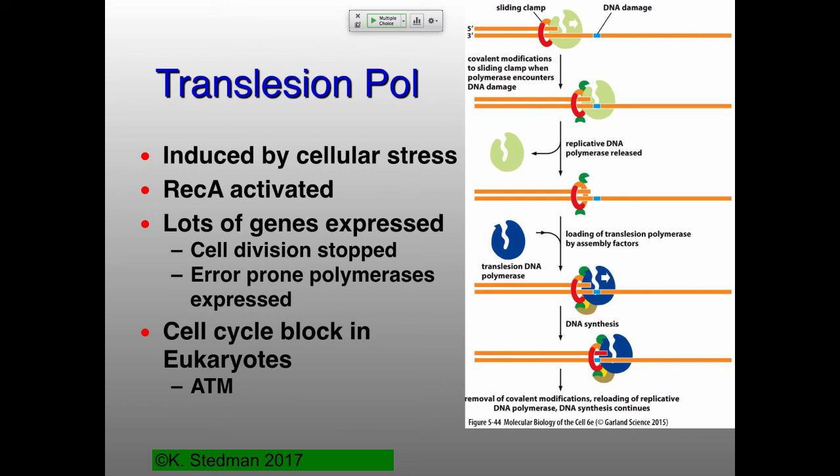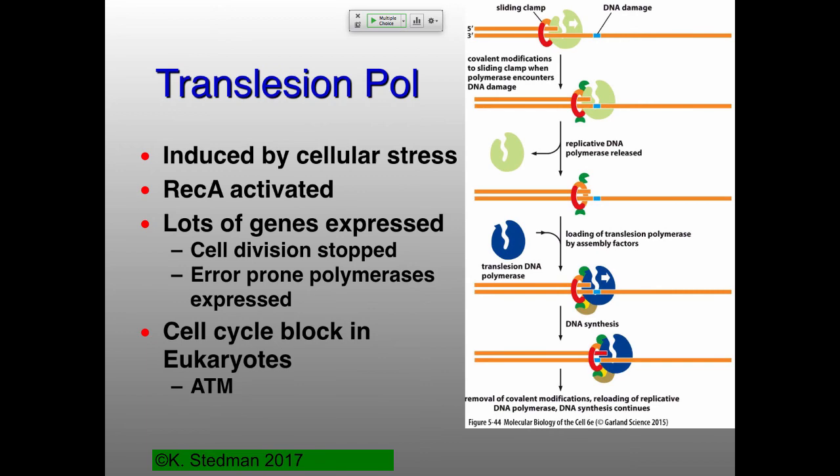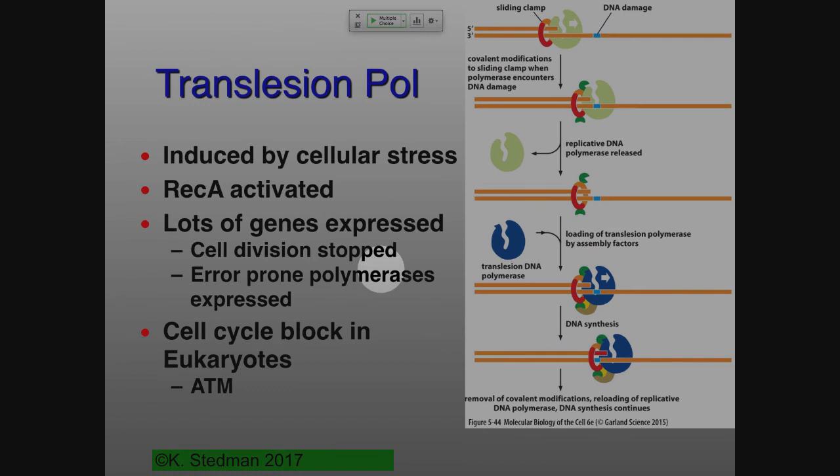But be that as it may, in a stressful situation, you turn on RecA, again usually because you've got lots of DNA damage. What happens is this DNA damage, or whatever the stress is, causes cell division to be stopped and these error-prone polymerases to be made. So what are these error-prone polymerases? They're another way for the cell to deal with having some kind of DNA damage, but still finish your replication.